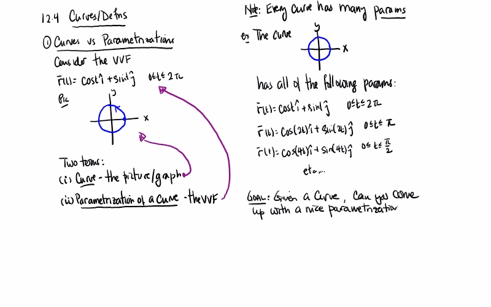And for right now, the word nice is very flexible. It's just like, can you come up with a vector valued function that draws the curve? And so just so we're clear about the difference between those. So that's the first thing, curves versus parameterizations.